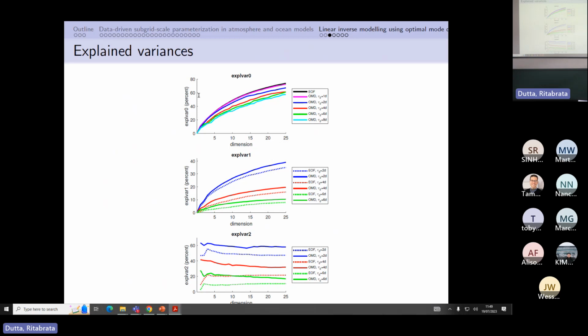But if you look at predictive variance, that's the middle here, that's how much predictive variance over the time steps you can explain. So then the dynamics enters. Then we see the OMD is much better. We improve a lot with the OMD, at 2 days time step, 4 days, and 6 days time step.